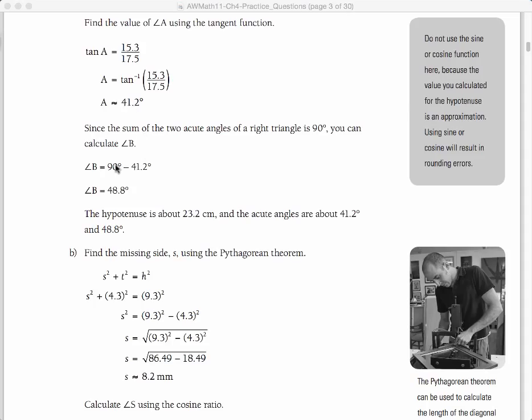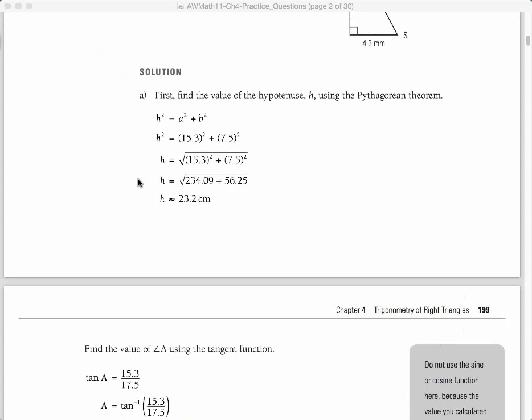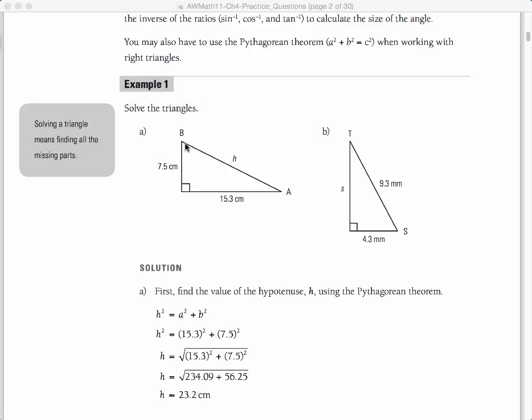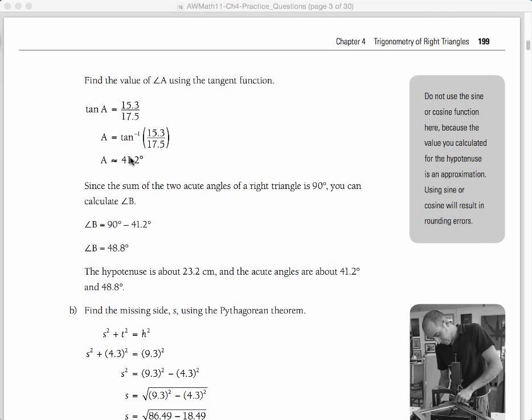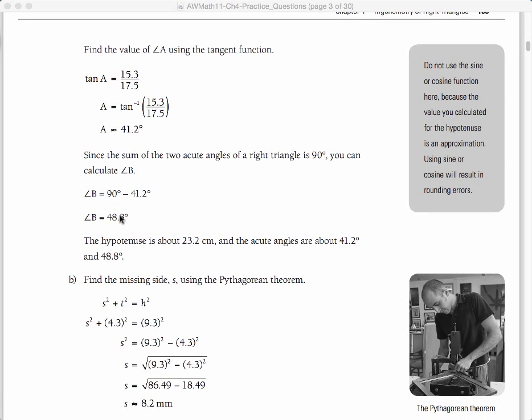Subtracting this from 90 gives us angle B. So remember that if we have this angle, then we can calculate this angle. These two have to add up to 90, because this is 90 here in the right angle triangle, plus another 90 gives us the 180. So these two add up to 90 degrees. In finding one of them, we can subtract that from 90 to get the other.